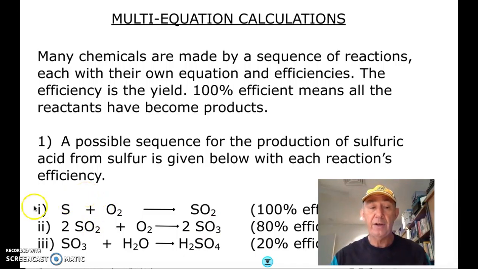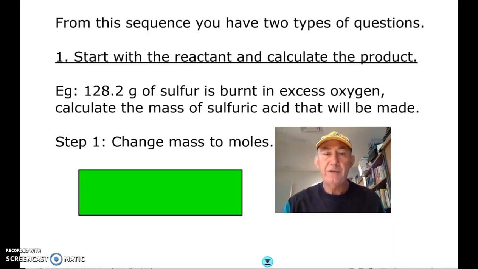So we have here a sequence of reactions for making sulfuric acid from sulfur. Using this sequence of equations, we're going to start with the mass of the reactant, and we're going to work out the mass and moles of the product. So we have 128.2 grams of sulfur, which was our initial reactant. What I need you to do is to change this into moles. So very quickly, pause and do this.